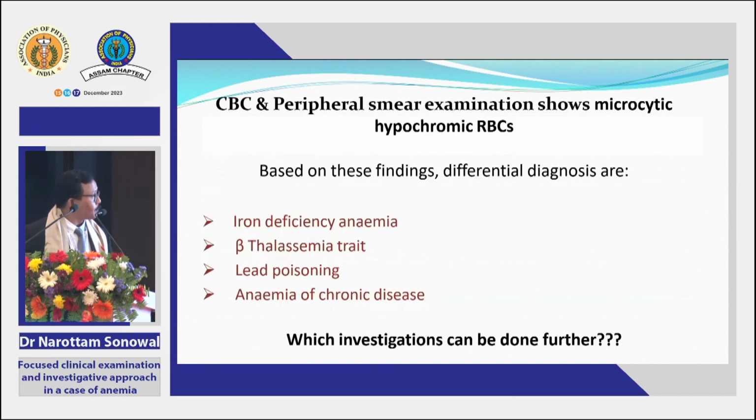Again, what is the diagnosis? Differential diagnosis: the CBC and peripheral blood smear show microcytic hypochromic RBCs. So we can consider four differential diagnoses: iron deficiency anemia, beta thalassemia trait, lead poisoning, and anemia of chronic disease. So what further investigation do we have to do?